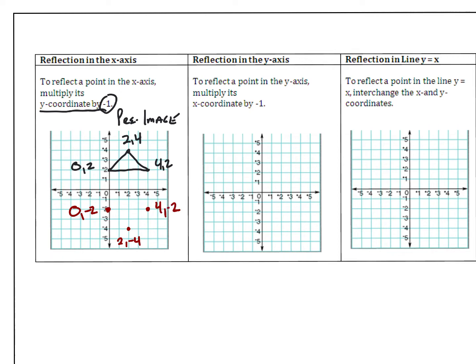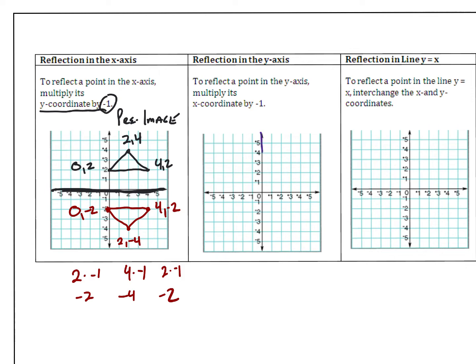And all I did was multiply my y values by -1. So 2 times -1 is -2, 4 times -1 is -4, 2 times -1 is -2. And that's all I'm doing. And notice, this is over the x-axis right here.